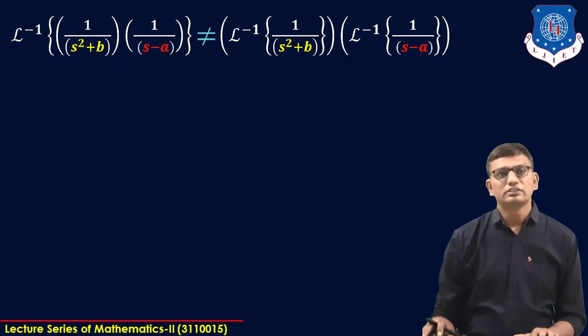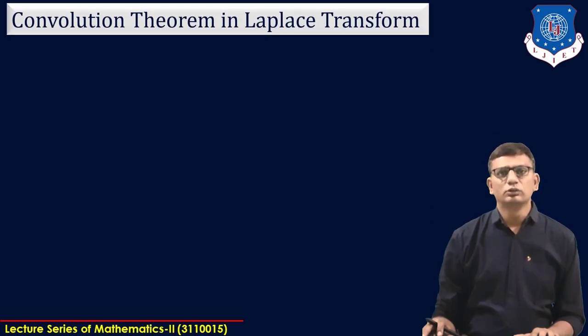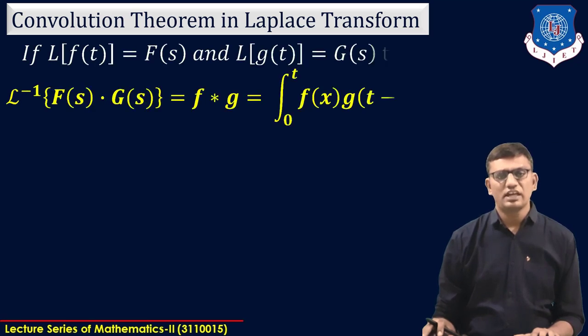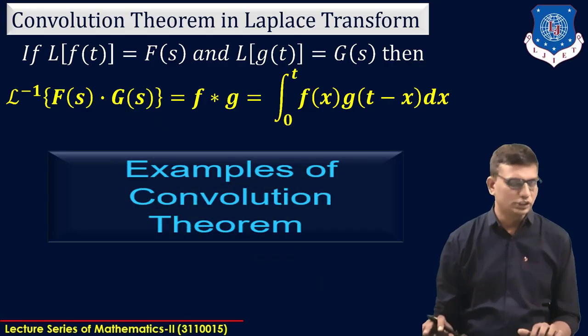To find this type of inverse Laplace transform, we have to use the convolution theorem in Laplace transformation, which says: if the Laplace of f(t) is F(s) and the Laplace of g(t) is G(s), then the inverse Laplace of F(s) into G(s) equals f star g. That means the integration from 0 to t of f(x) into g(t minus x) dx. Now we will see some examples related to the convolution theorem.